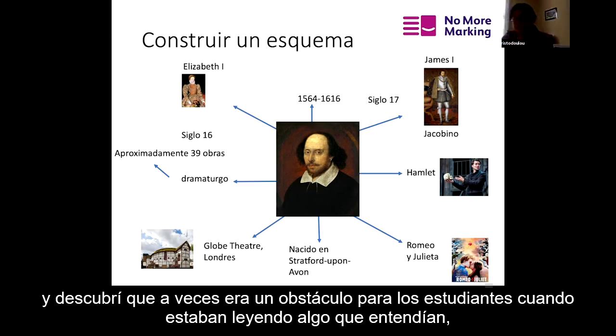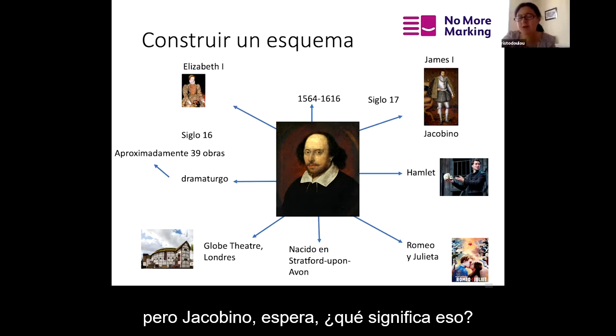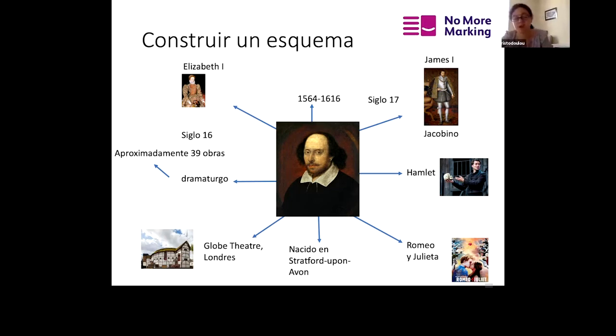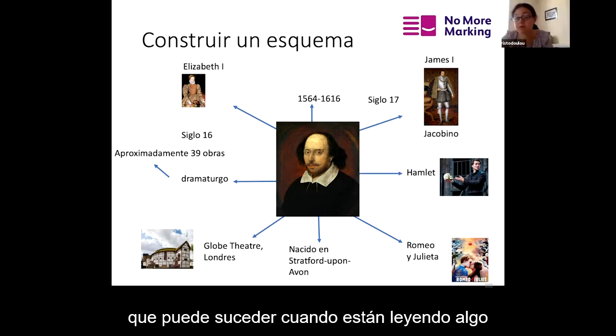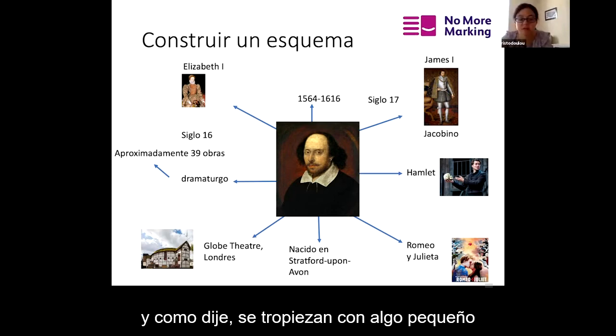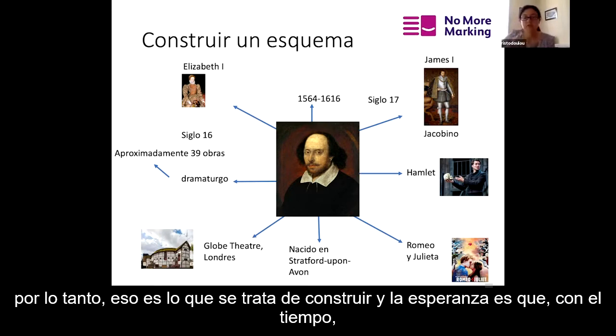I always found that was sometimes a bit of a stumbling block for students. They'd be reading something, and if we're doing Macbeth, they'd understand about James I, understand about Shakespeare, but Jacobean, hang on, what does that mean? So even just knowing that stops a kind of block that might happen when they're reading something, something they'll stumble on and that will stop them understanding the wider meaning. So that's what you're trying to build up.